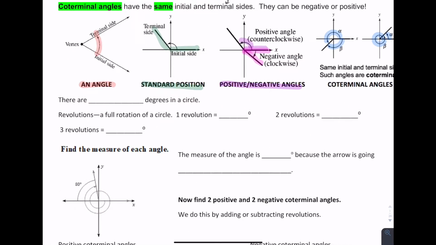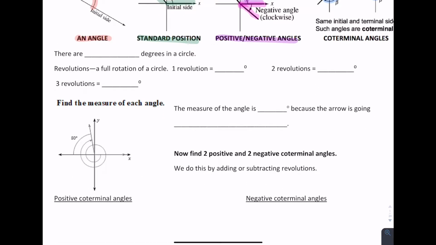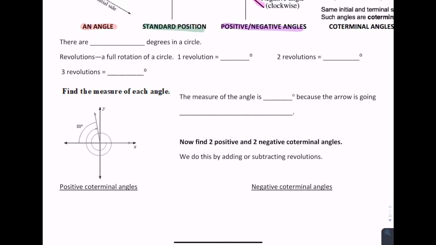Okay, so again, a little tricky, but once you get the hang of it and you draw your own, you examine a whole bunch of them, it'll make sense to you. All right, so there are 360 degrees in a circle. Most of you probably already knew that. Okay, revolutions. A full rotation of a circle equals one revolution, which is 360 degrees. Okay, the little O there is the degree symbol.